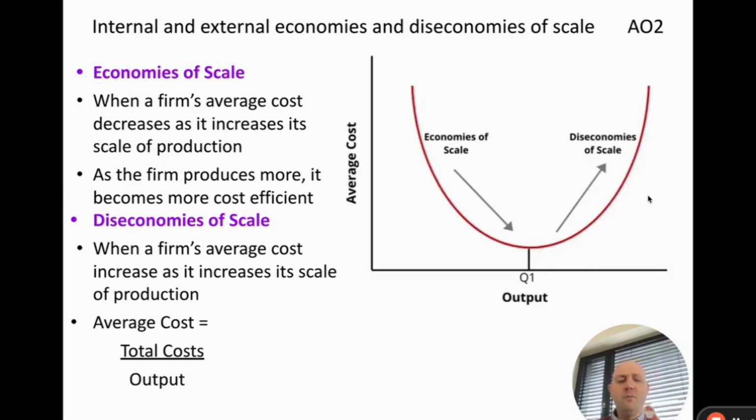So just a reminder of the average cost formula. You'll see this in another chapter as well when we do finance. But the average cost is your total cost divided by your output, where your output is the amount that you're producing.